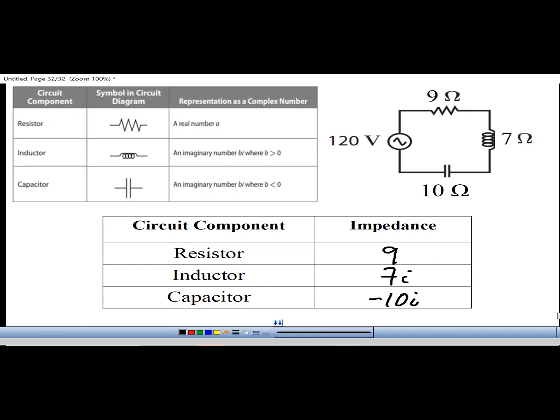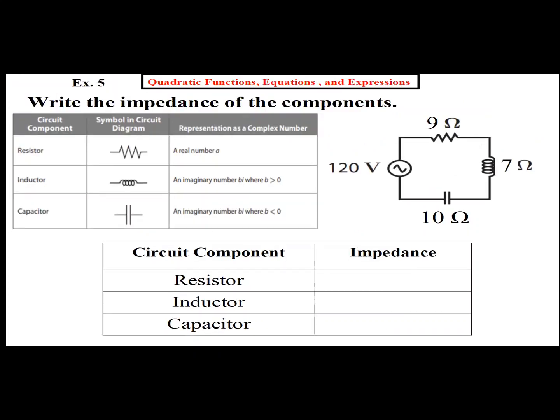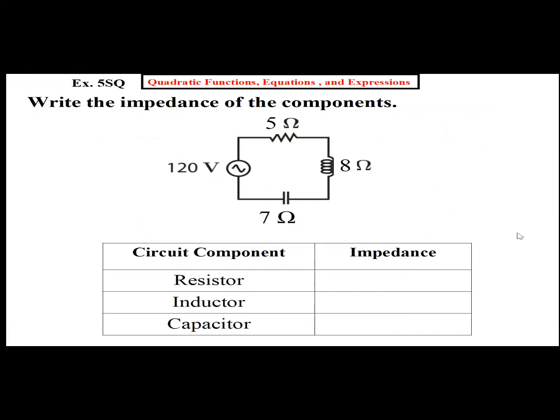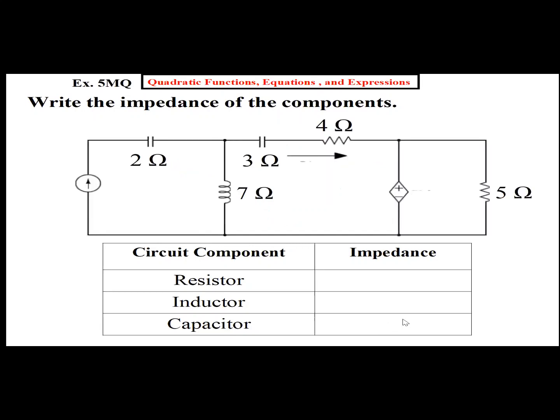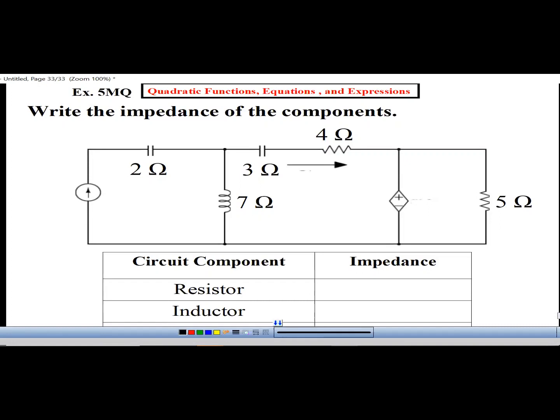All right, so check this out. Next, don't copy this, but once again, the resistor, what would I write here? Let's look at the resistors right here, 5 ohms, so I just write 5. Inductor, 8 ohms, 8i. Capacitor, 7 ohms, negative 7i. Okay? Look at this one. Look up. You're like, oh man, Mr. Q, yeah, this is example 5 mega Q. This is more intricate. Here we go.